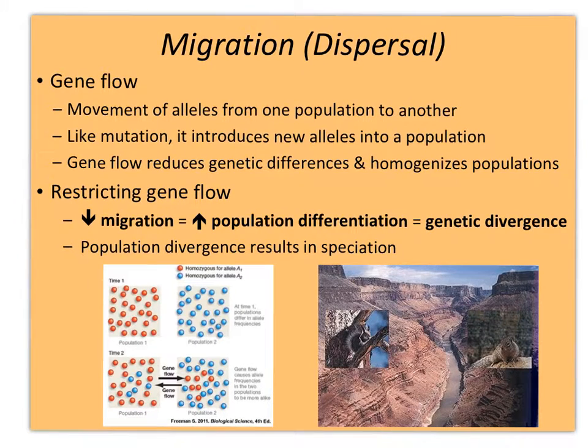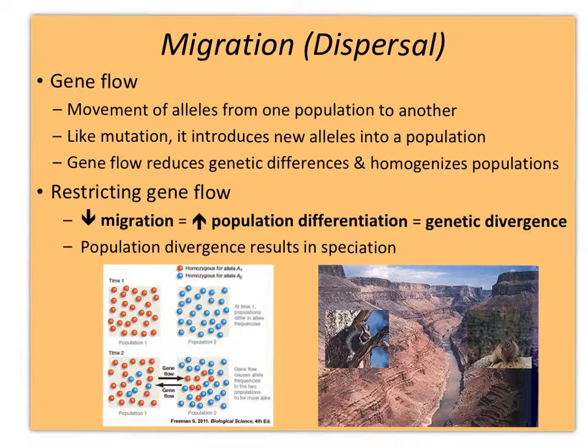Okay. So again, we have migration or dispersal, either one, and that accounts for gene flow from one population to the next. So it's the movement of alleles from one population to another. Like mutation, it introduces new alleles into a population. Gene flow reduces genetic differences and homogenizes those populations. In other words, if there's equal gene flow, there are alleles going in both directions.